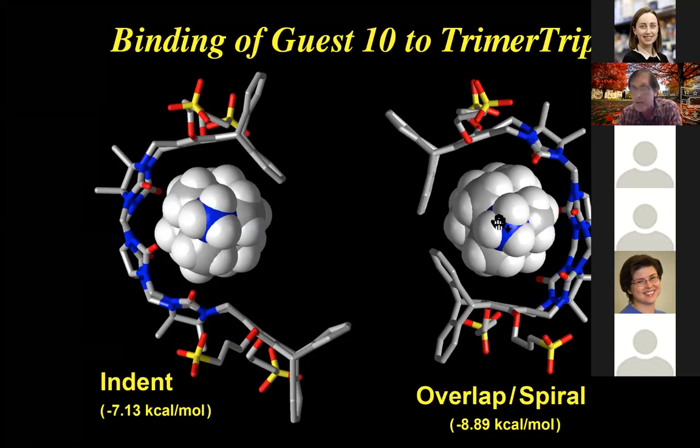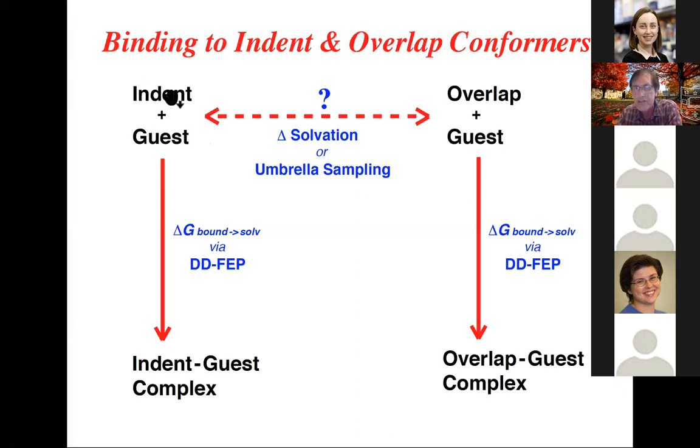And you can see they're different. The larger ligands tend to bind better to the overlap conformation. The smaller, skinnier alkyl chain ligands tend to bind better to the indent conformation. And so what that means then is we computed the binding of all 16 guests to the indent conformation and all 16 guests to the overlap conformation using our standard double decoupling method. But now, if we want to weight those relative to each other, we need to know the unligated free energy difference between those two conformations of the host when nothing is bound.